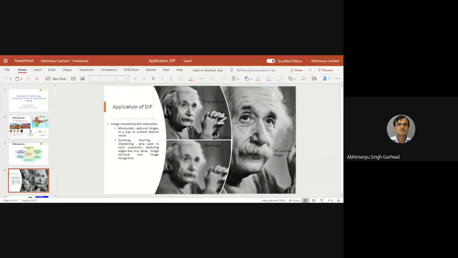Everybody knows a very simple application of image processing: image sharpening and restoration. What we do in that is manipulate the captured images in a way to achieve the desired result. This is the original image. You can blur it. That's image processing, image sharpening, restoration. You can zoom it. It's a simple image sharpening and restoring operation.